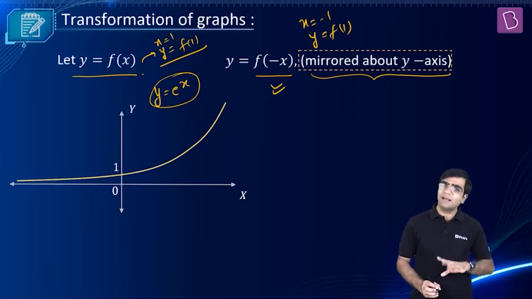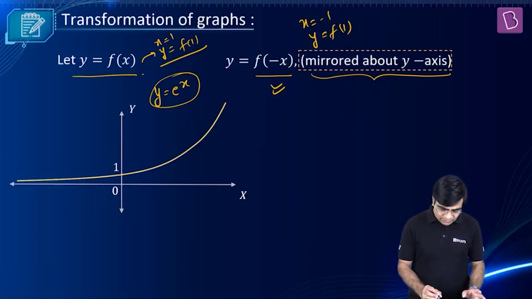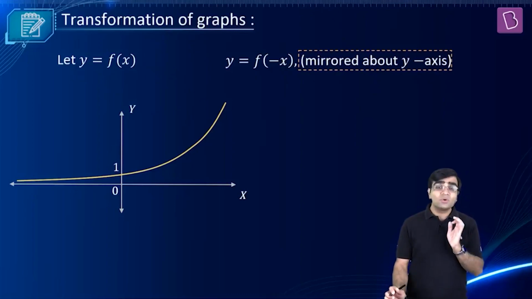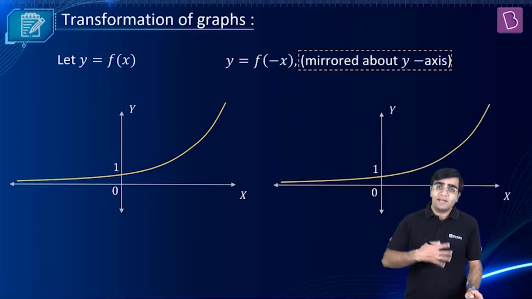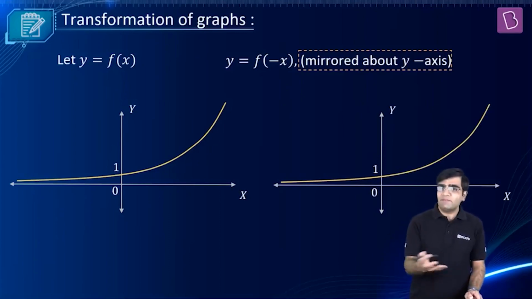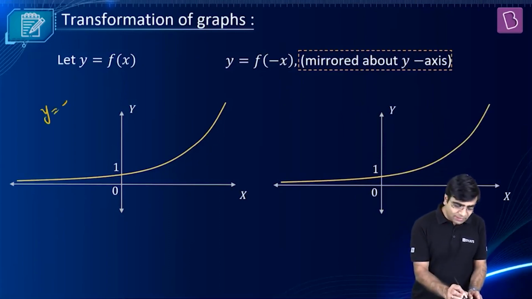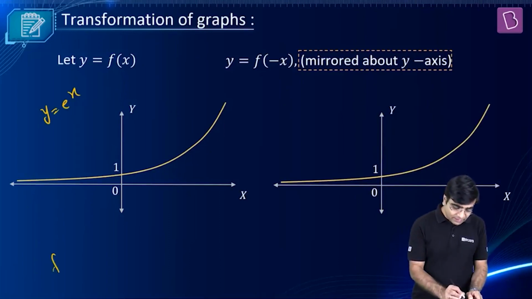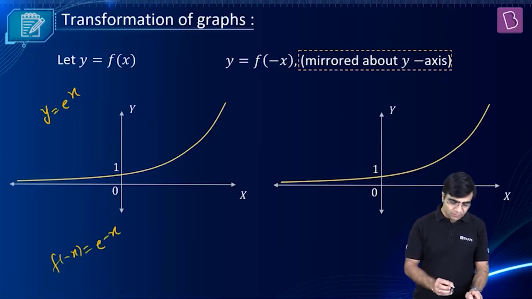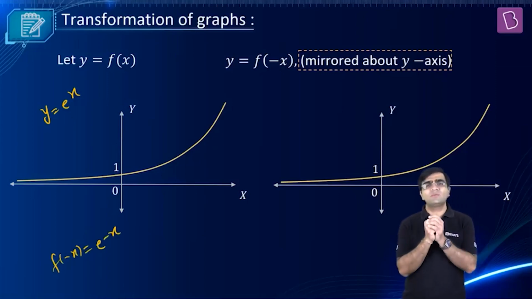Now, let's say I am given the graph of y equal to e raised to x, a pretty simple one. If I want to take f of minus x, then since my f(x) is e raised to x, my f of minus x will be nothing but e raised to minus x, of course. So for e raised to minus x, what do I need to do? I just have to plot the graph by taking the mirror image with respect to the y-axis.